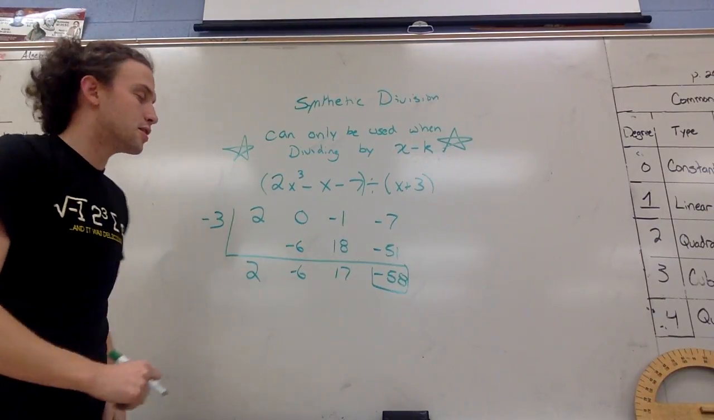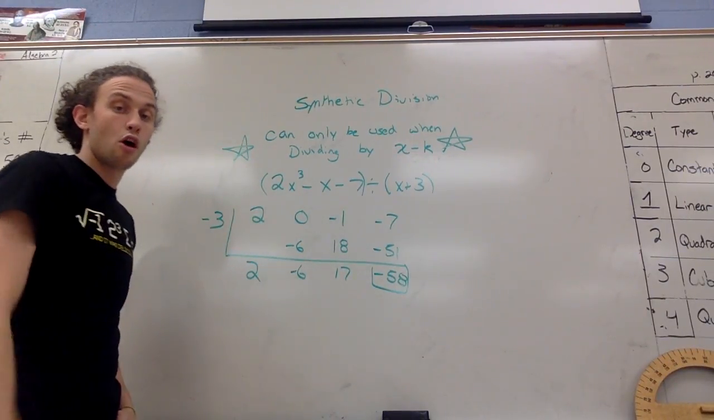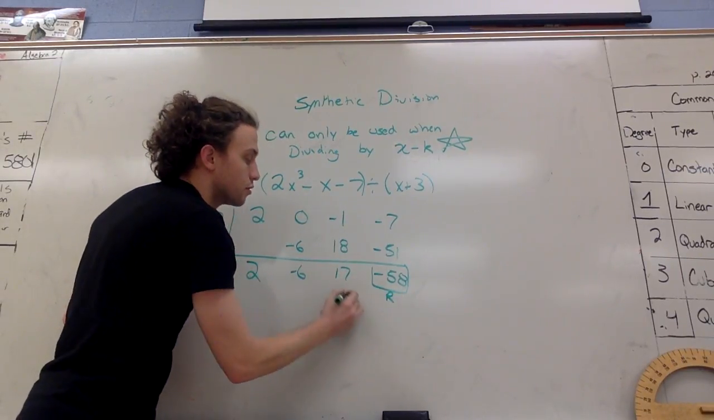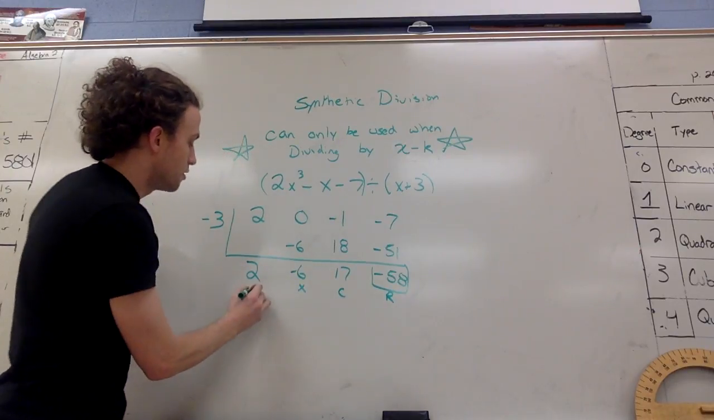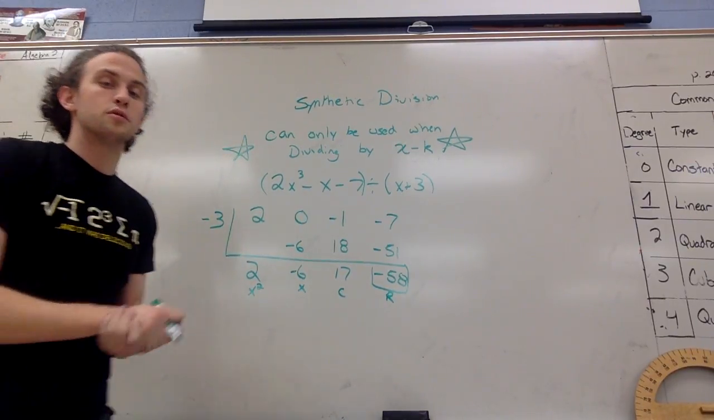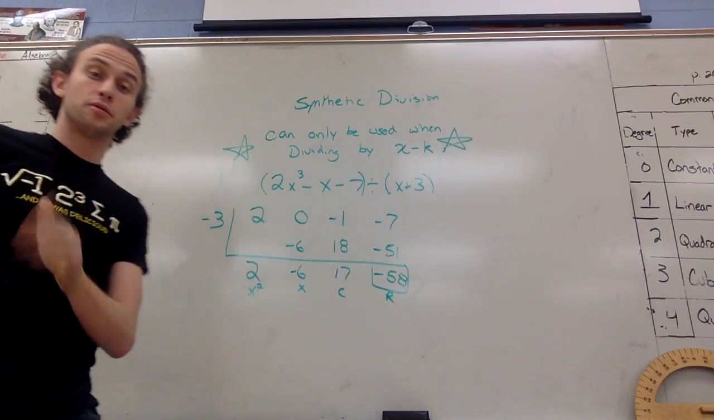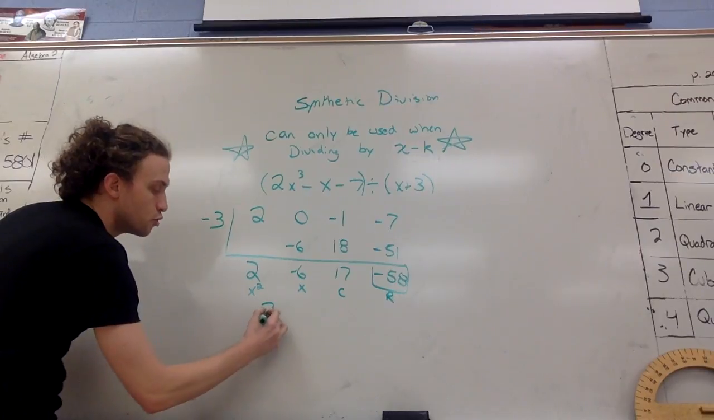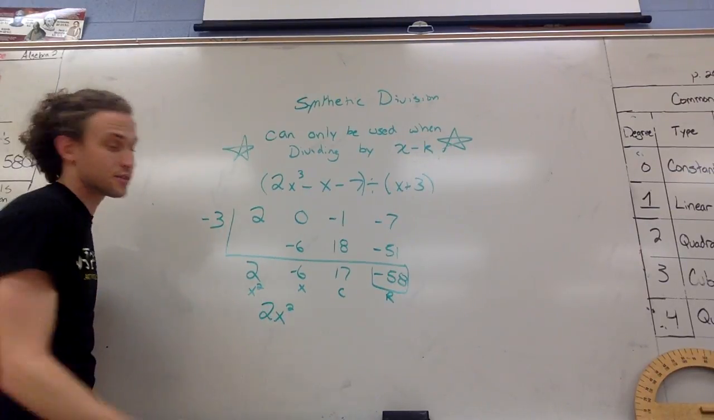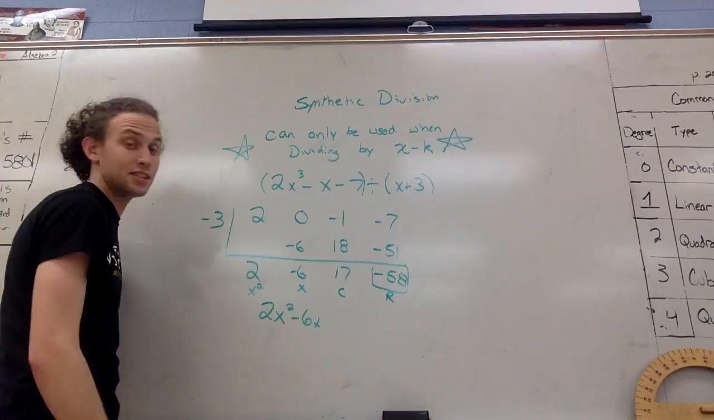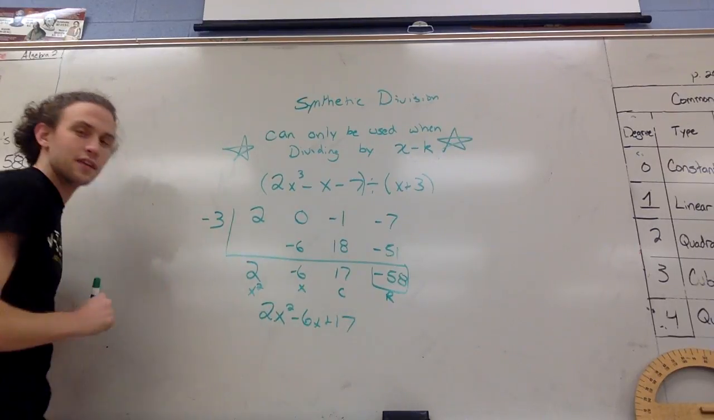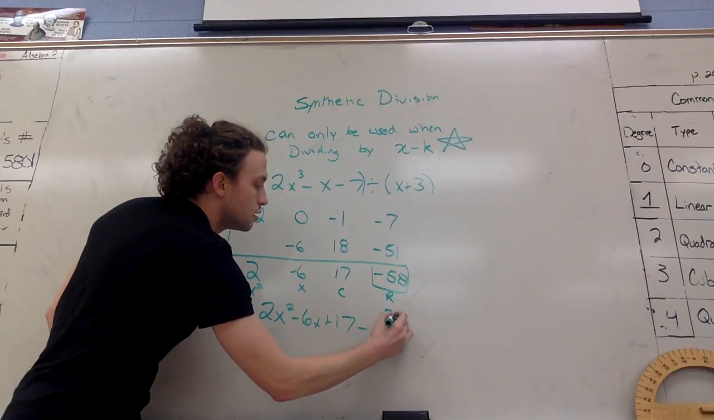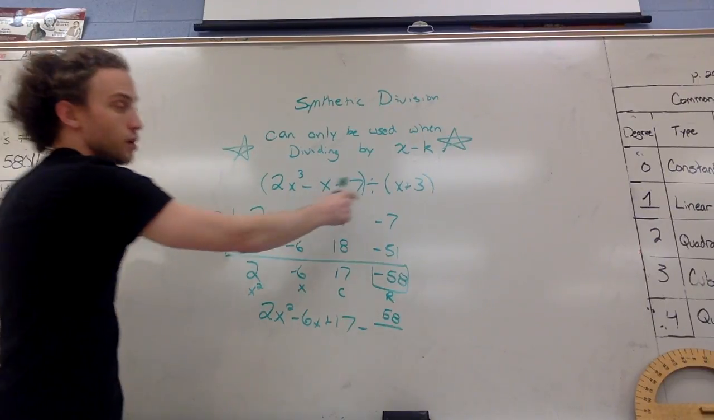The hard part here is not writing it out like this. The hard part here is converting it. That's what most people struggle with. This is going to be my remainder, constant, my linear, and my quadratic. All I got to do is just put those coefficients in front of those variables and put this over my divisor. So I have 2x squared. I got negative 6x. I got 17. And then I have a negative 58. Okay, so I can do minus 58 over x plus 3.